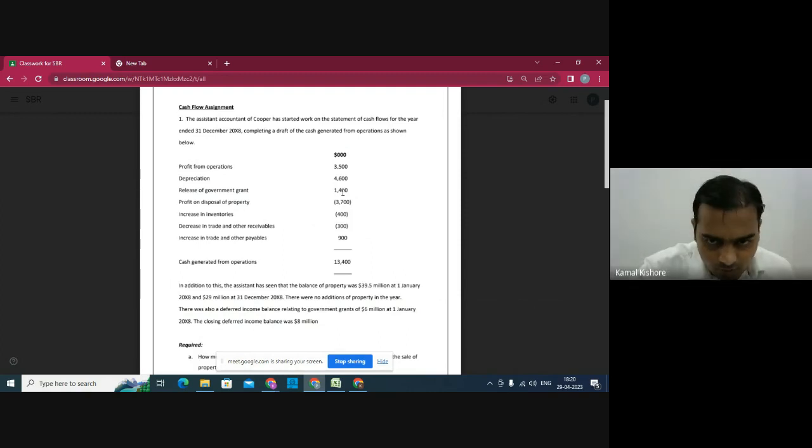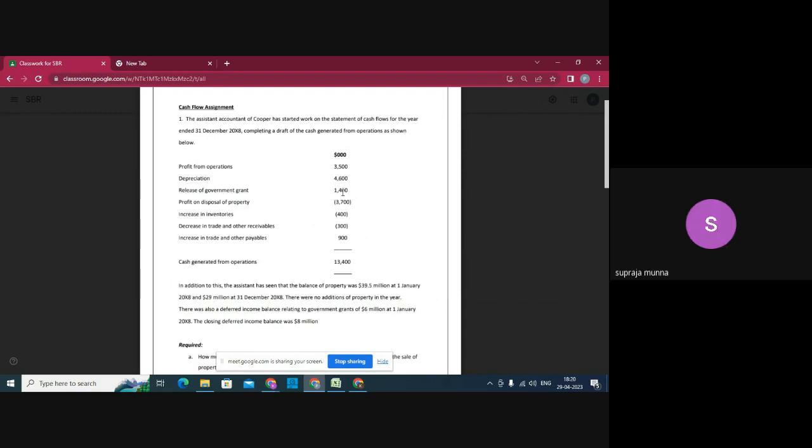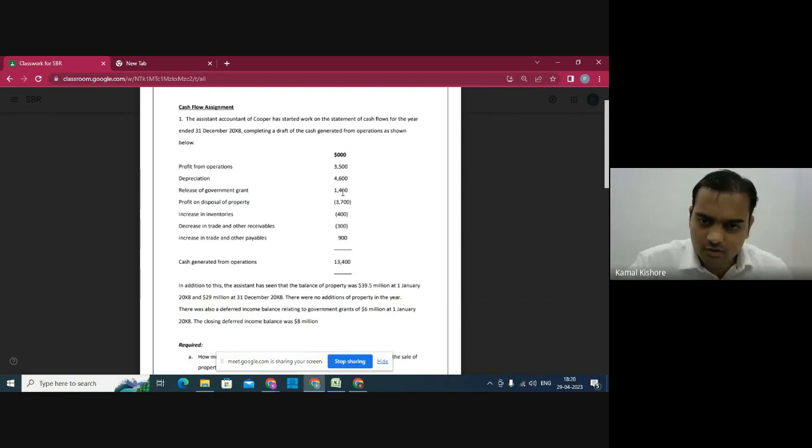This 1.4, I think, should be negative, because it was shown as a gain in the P&L. And this should be a negative item here, minus 1,400. So ideally, how much would you have received? Now you tell me.